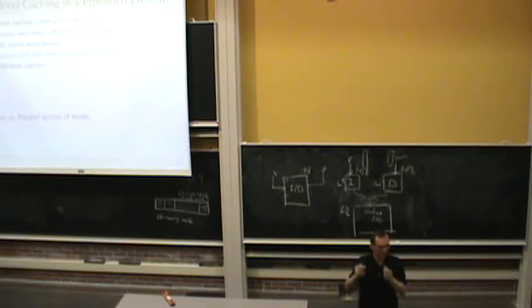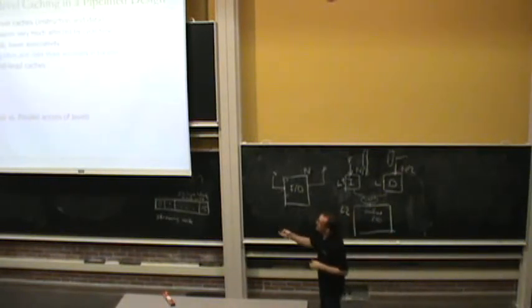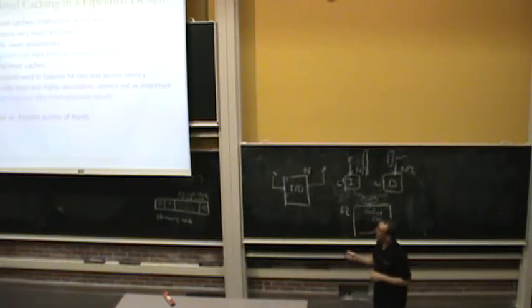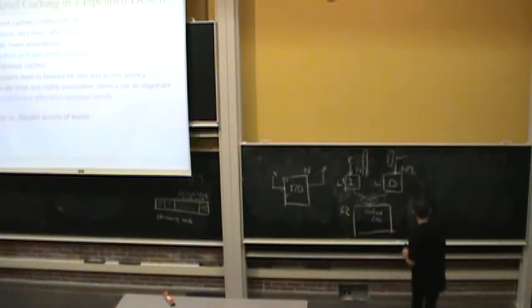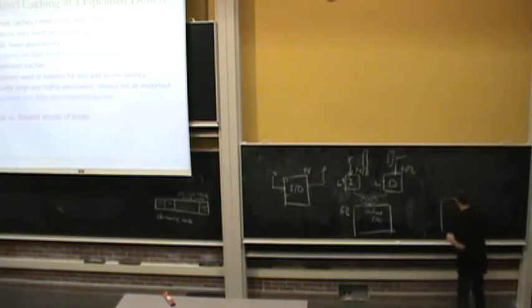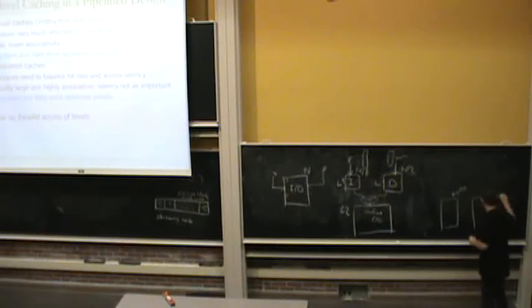But that's not the only way to access a cache. In fact, if you look at the second level caches, tag store and data store are usually accessed serially in a second level cache. Meaning, you still have an associative cache, but you have a tag store and data store.